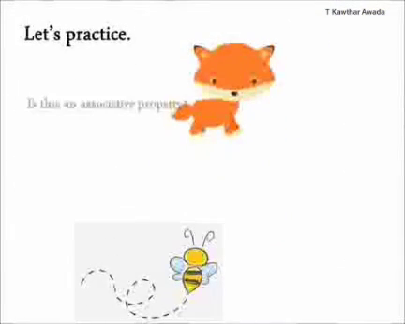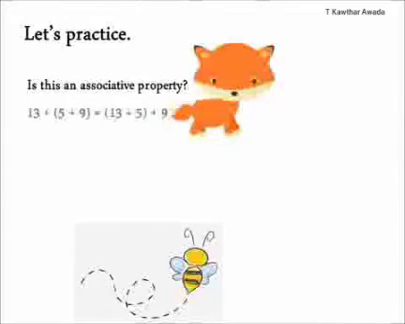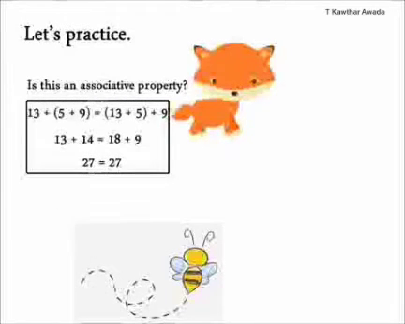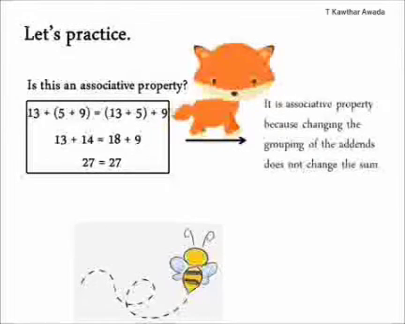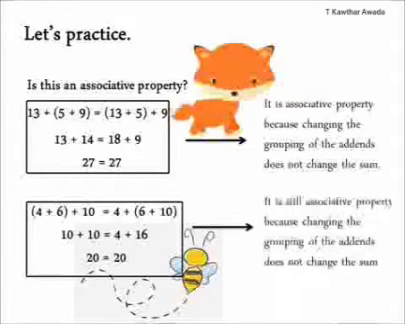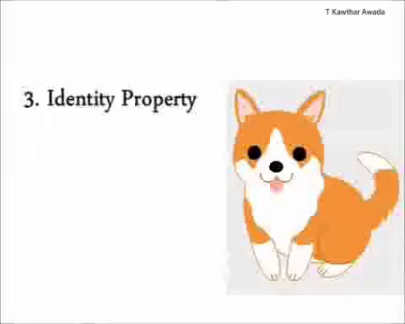Now, let's practice. Is this an associative property? 13 plus 5 plus 9 equals 13 plus 5 and plus 9. So, it is associative property because changing the grouping of the addends doesn't change the sum. Observe the second example. It is also associative.